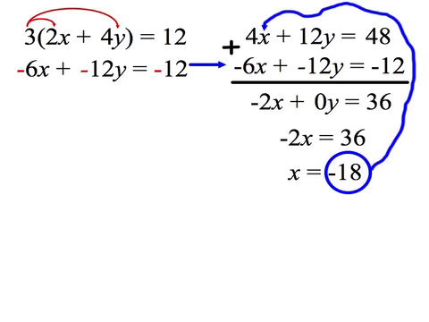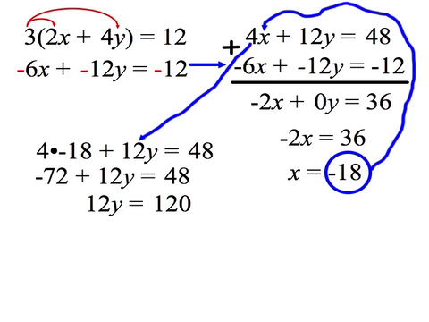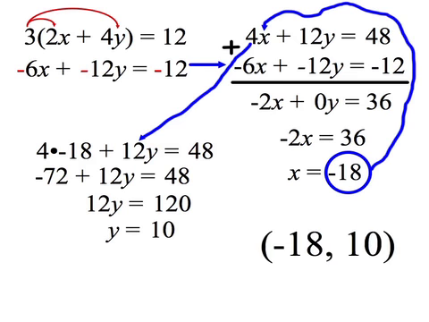We're going to substitute that negative 18 for x in one of the two original equations. And then we rewrite that down where we have some blank space, and the negative 18 is substituted. We do the arithmetic. 4 times negative 18 is negative 72. And then we add 72 to both sides to get that 12y is 120. Divide both sides by 12, and we get y is 10. So our solution to this system is negative 18 for x and 10 for y.